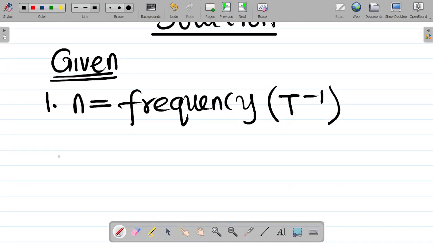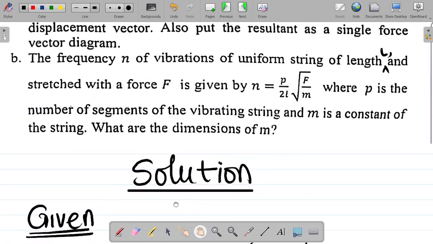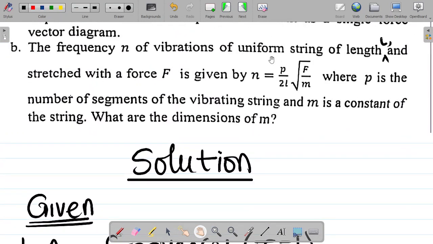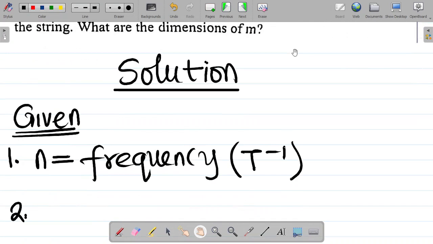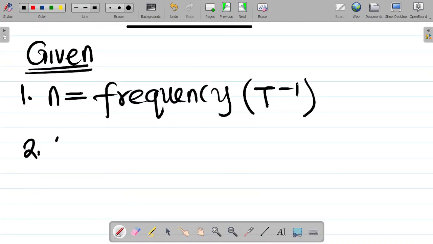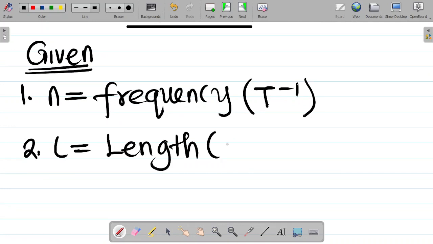What else do I have in that question? Then number 2. They said uniform string of length L. Right, number 2, I'm given length. So L is equal to length. For length, what's the dimension for length? The dimension for length is capital L.